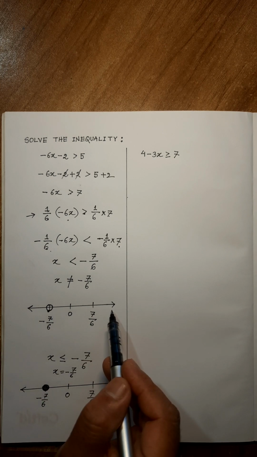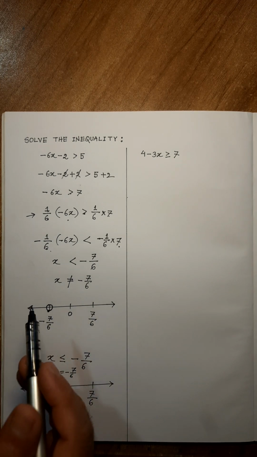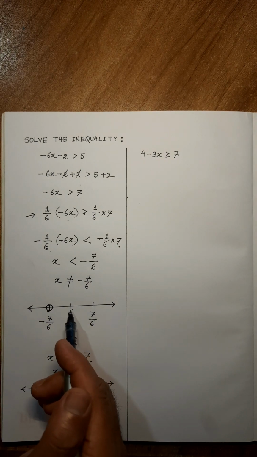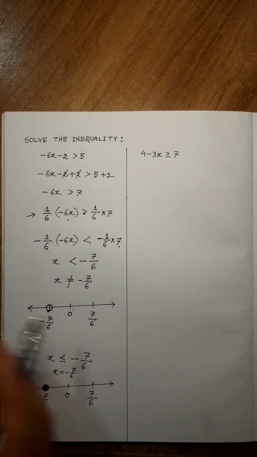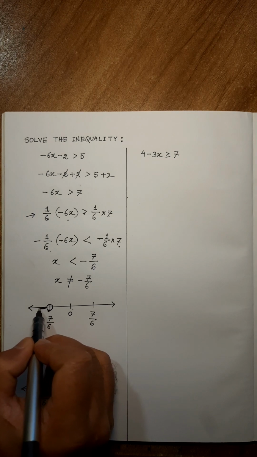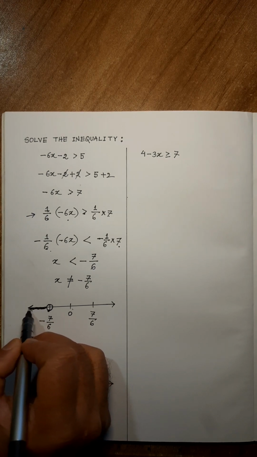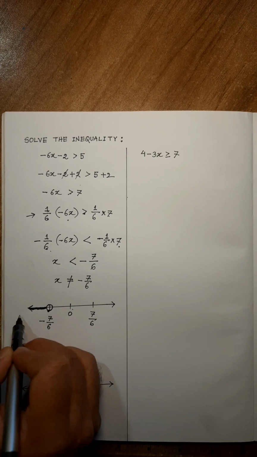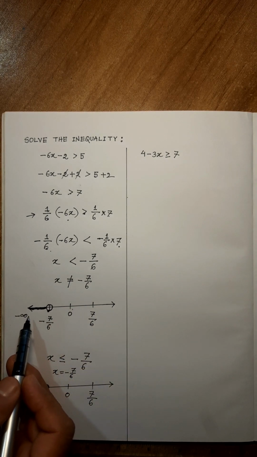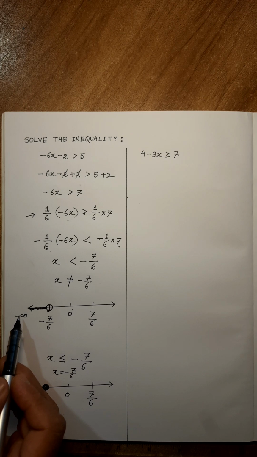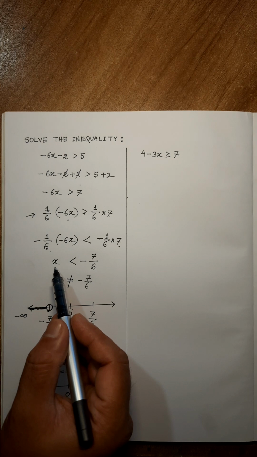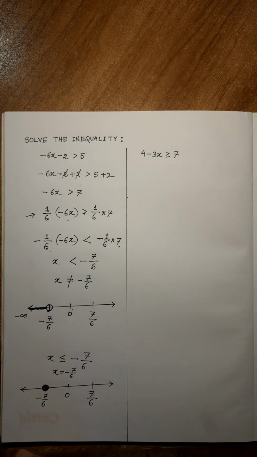Is that on the right side? Is that on the left side? Obviously, we go left for lesser values, right? In the number line, on the left, we have lesser values. So, starting from negative 7 over 6, all the values from negative 7 over 6 up to negative infinity, we can go further. All these values are actually valid for x. So, what will be our solution?